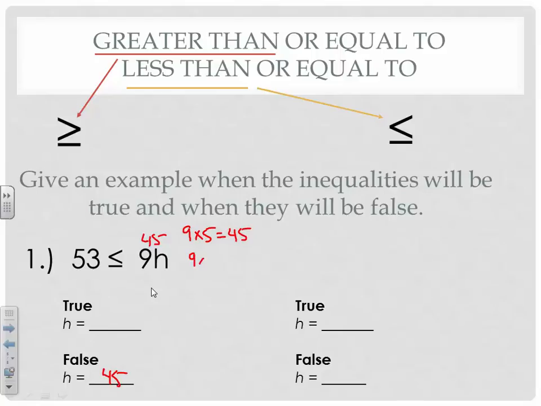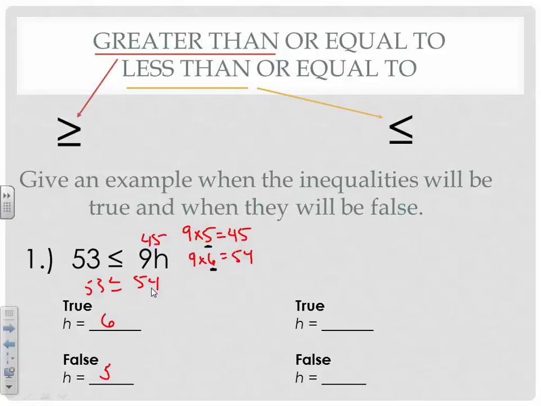All right, let's try 9 times 6. 9 times 6 is 54. Is 53 less than or equal to 54? Sure is. So h could be 6 to make it true. Could be, I shouldn't put a 5 here, should I? H could be 5 to make it false. So the 5 and the 6 came from here.